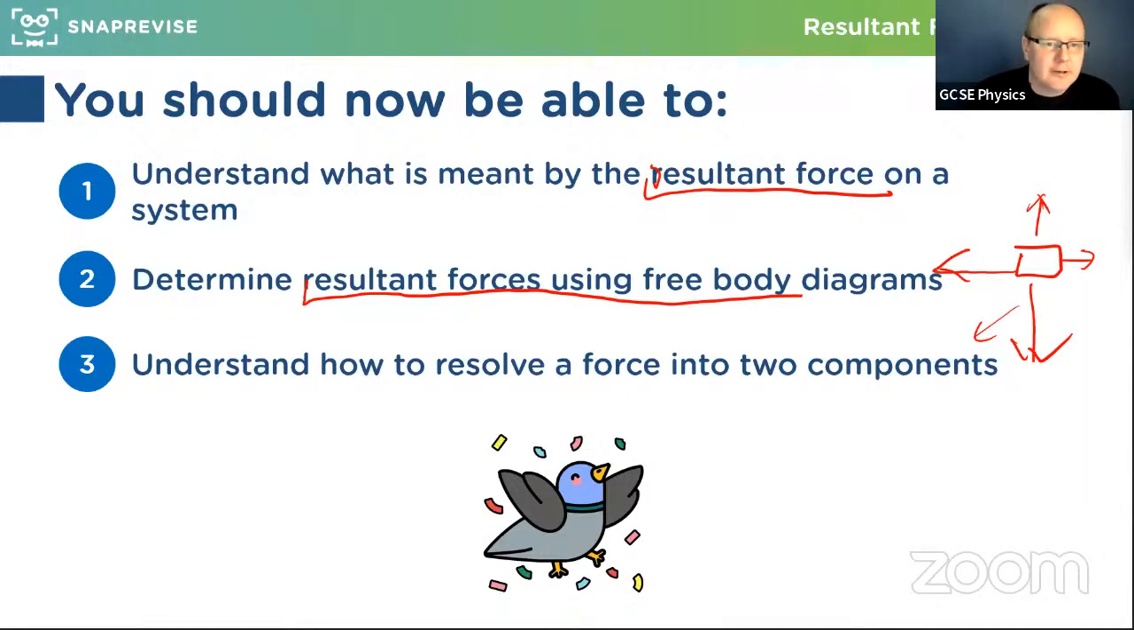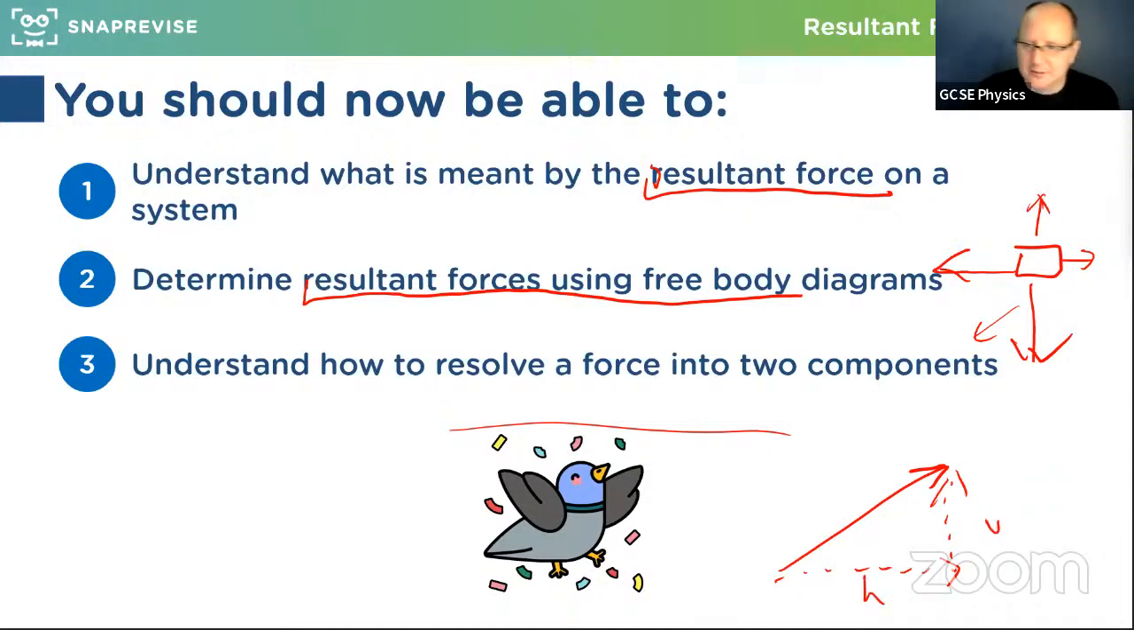So you can turn multiple forces acting on a body with a free body diagram into resultant forces and understand how to resolve a force into two components. So when you've got a resultant force, you now know how to, by drawing two vectors, turn that into a vertical and a horizontal component.